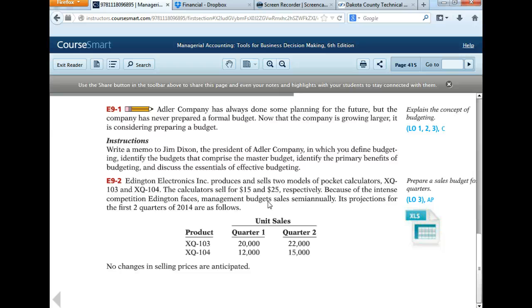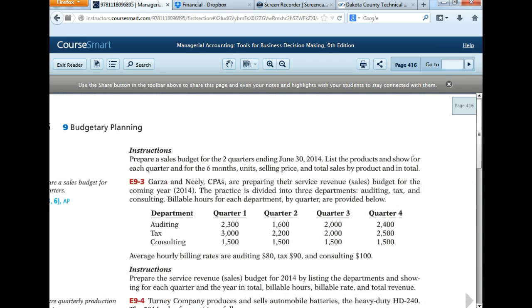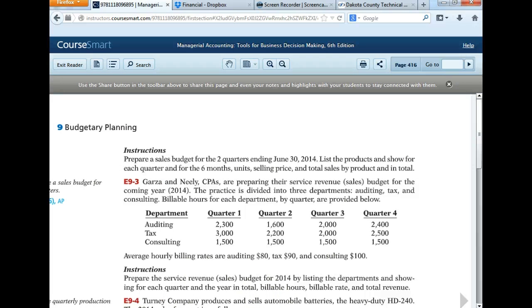Because of the intense competition Eddington faces, management budgets sales semi-annually. Its projections for the first two quarters of 2014 are as follows. Product 103: sales of 20,000 units in quarter one, 22,000 units in quarter two. The XQ104: 12,000 units and 15,000 units. No changes in selling prices are anticipated. We're supposed to prepare a sales budget for the two quarters ending June 30th.